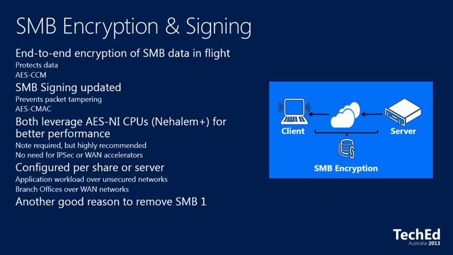You can configure it per share. You can configure it for the whole server. You can guarantee that only SMB3 machines show up. Nobody else can connect. Another good reason to get rid of SMB1. If you don't need it, why have it sitting out there? Great for WANs, great for branch offices. So this is one of our second examples of where we have not given up on standard enterprise computing.